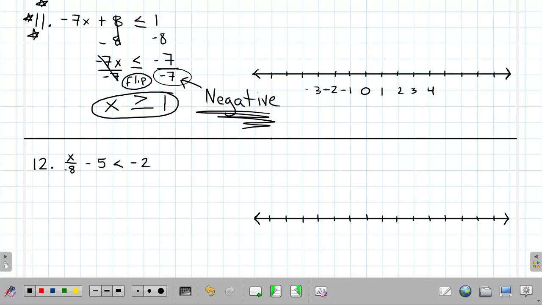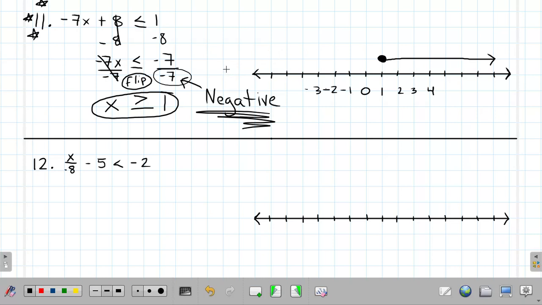And then we're going to do a closed circle because, once again, x can be equal to 1. But we want numbers that are bigger than 1, so our arrow is going to go to the right. Now, if you forgot to flip, what's that going to mean? Well, that's going to mean your arrow would have went in the other direction, meaning your arrow would have went to the left.